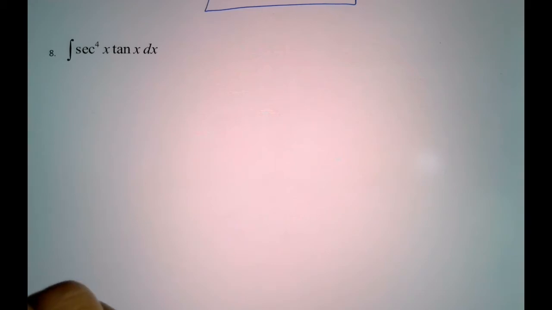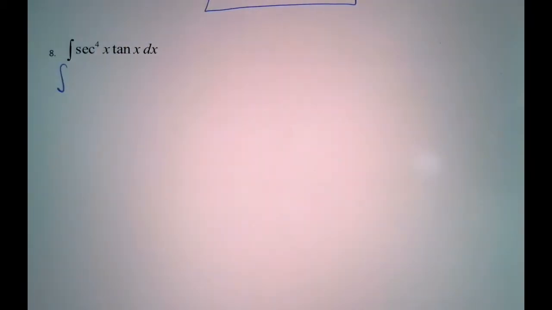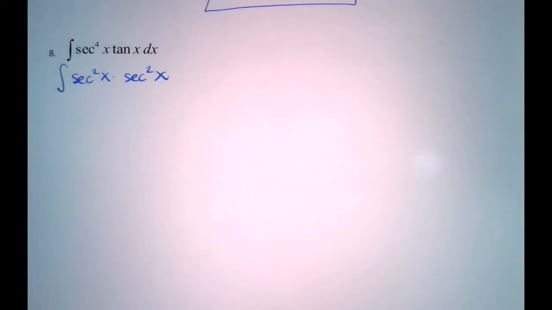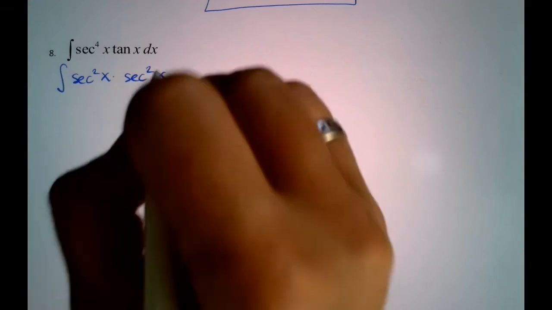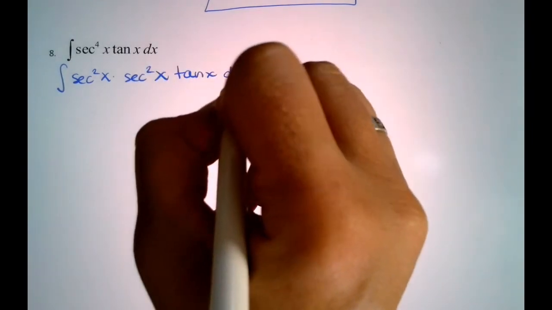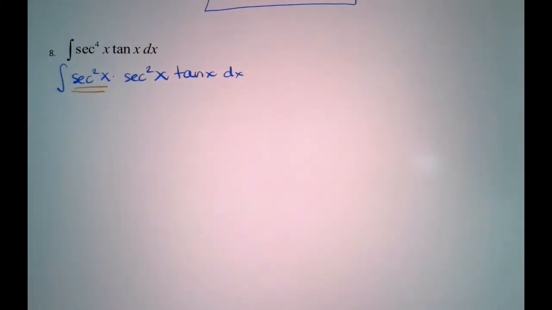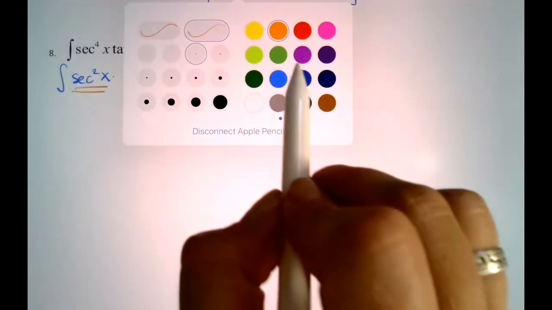Let's do that. So I'm going to take that advice. The power of the secant is even and positive. I'm going to save a secant squared factor. So you're just breaking apart secant to the 4th like that. This is the one I'm going to save. I'm going to hold on to that. Don't touch that. Leave it there. And then their advice is convert everything else to tangent. So that means I've got to ditch this.